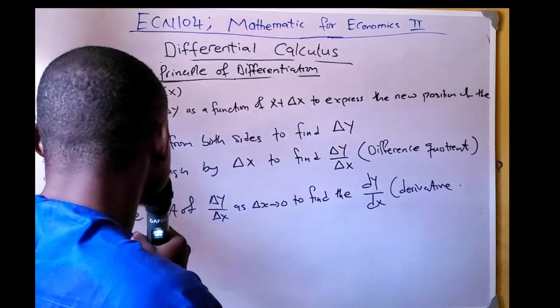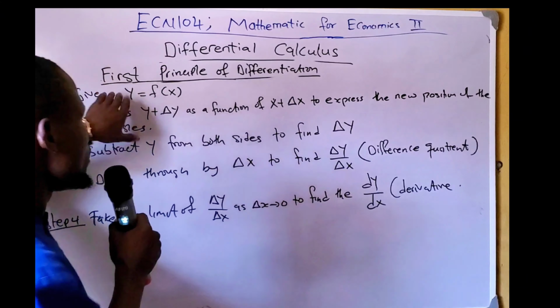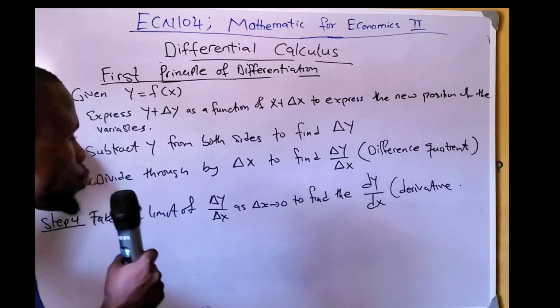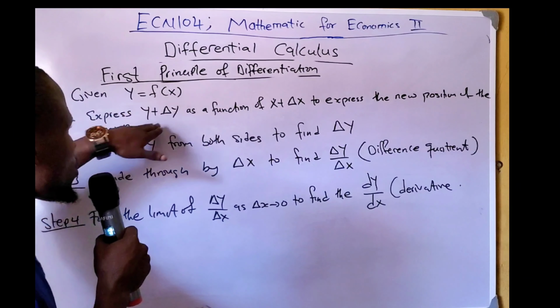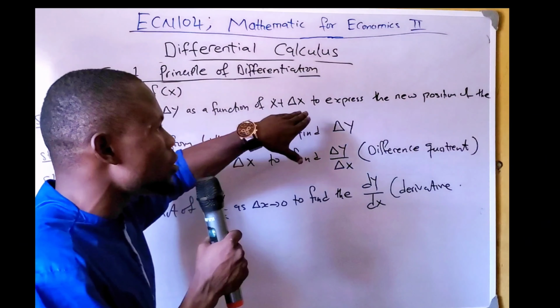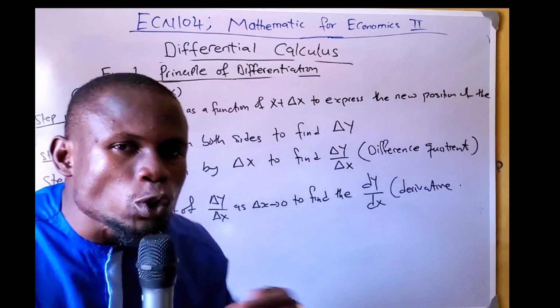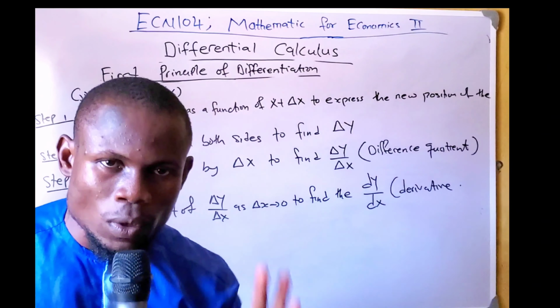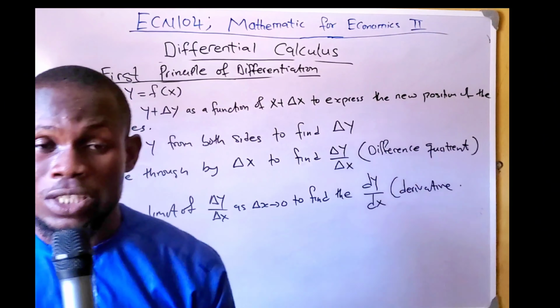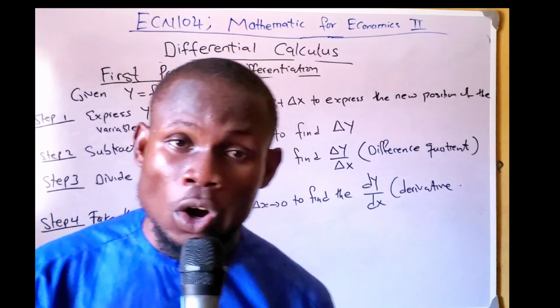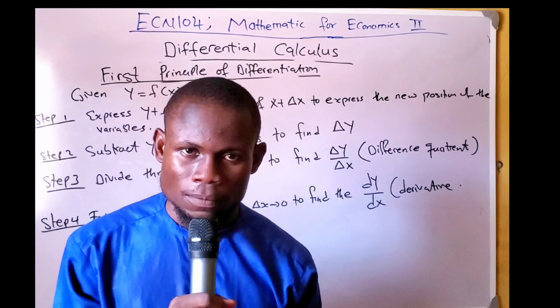The first step: after they give you the function y equals f of s, the first thing you do is express y plus change in y as a function of s plus change in s. Why do we do that? We do this so that we express the new positions of the variables we are given. So that's the first step.